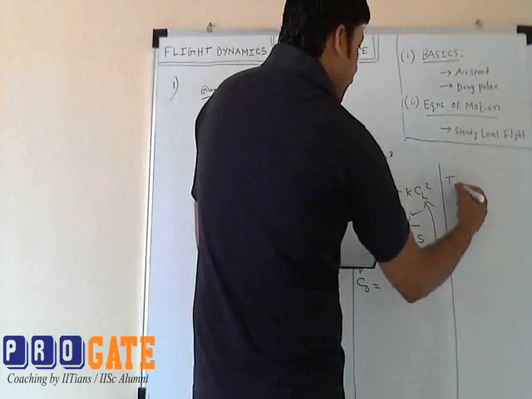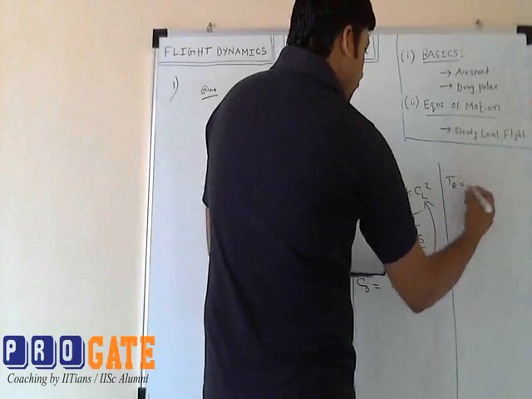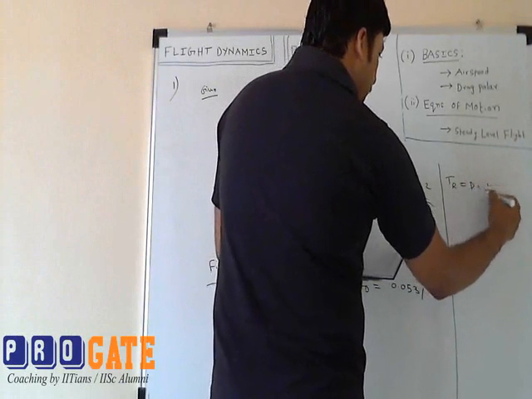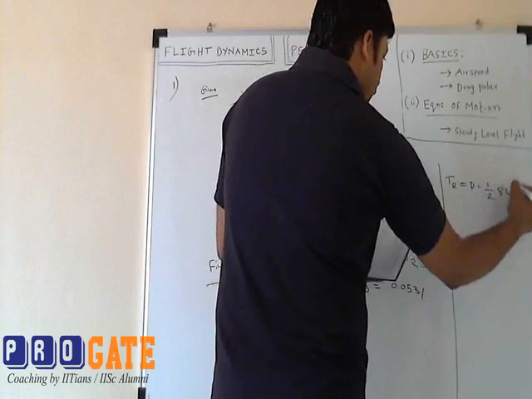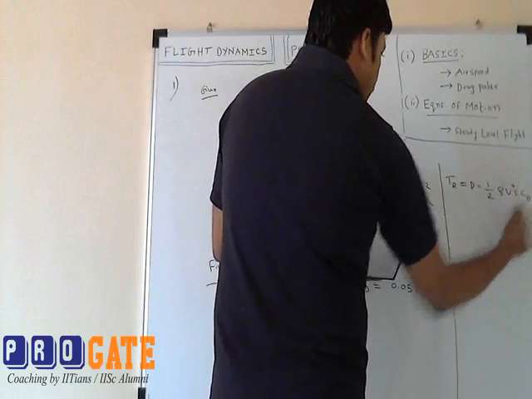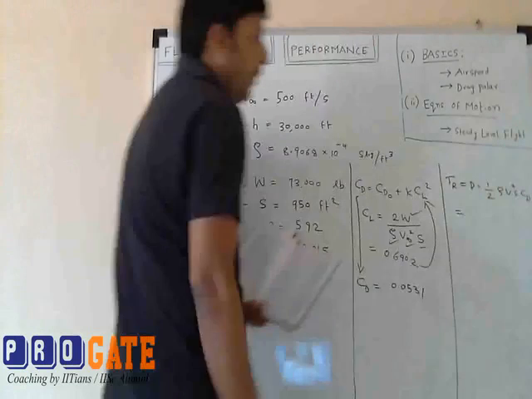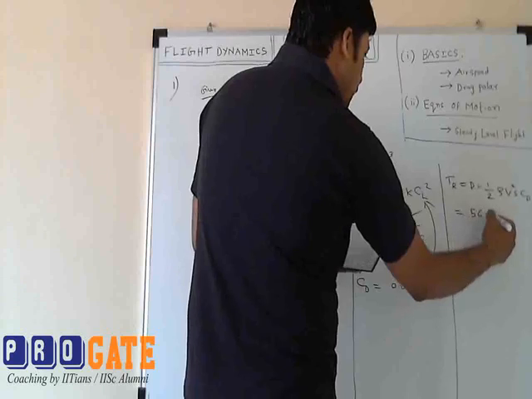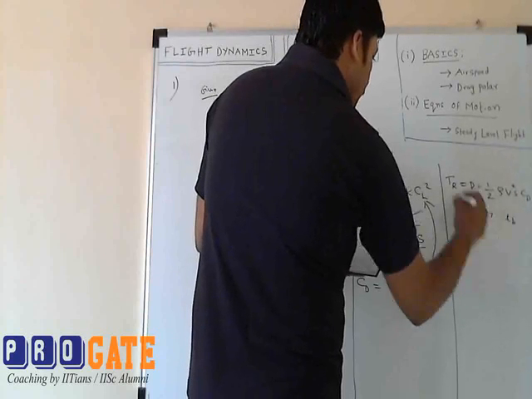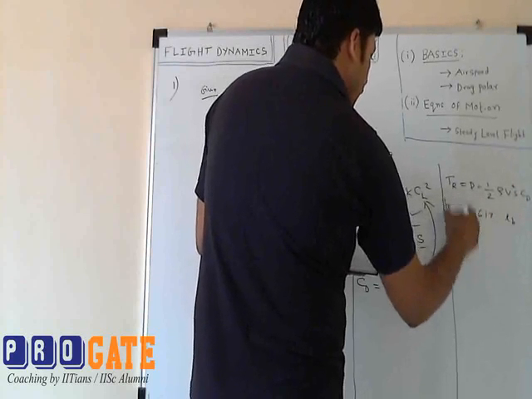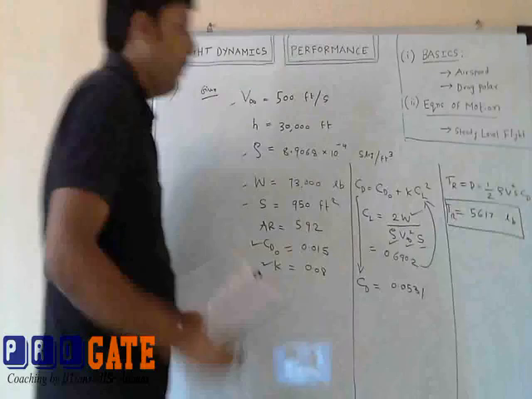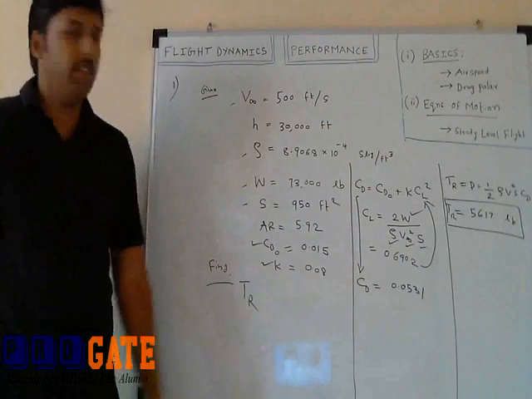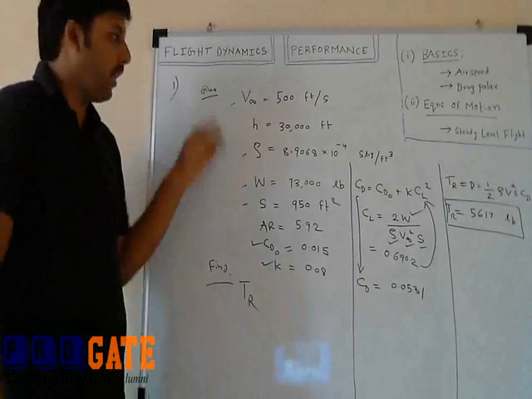The thrust required is equal to drag. So we can put half rho V square S into CD. Now we know CD, so using that we obtain 617 pounds. So using these three relations, we have found what is the thrust required for this aircraft.